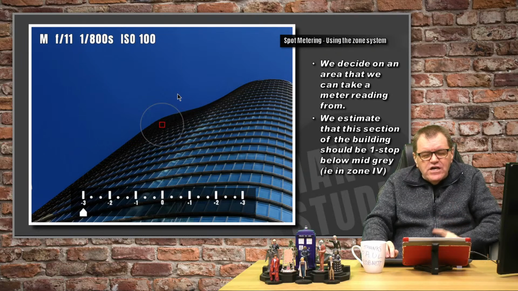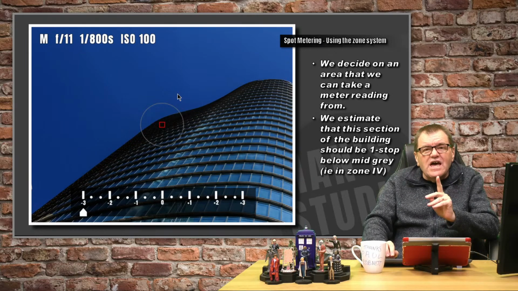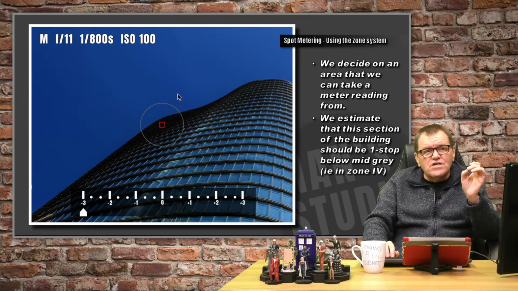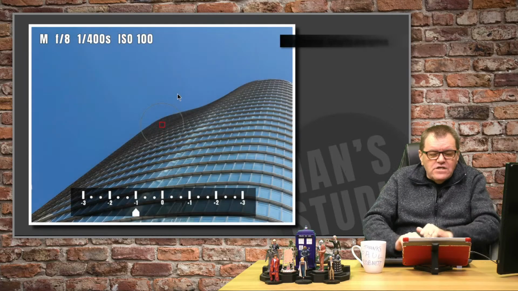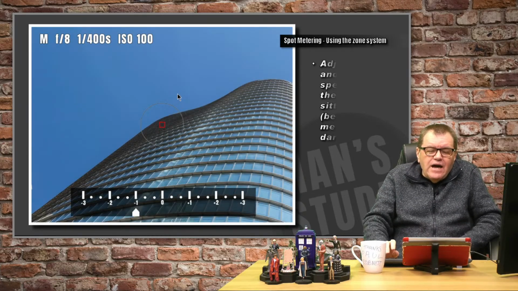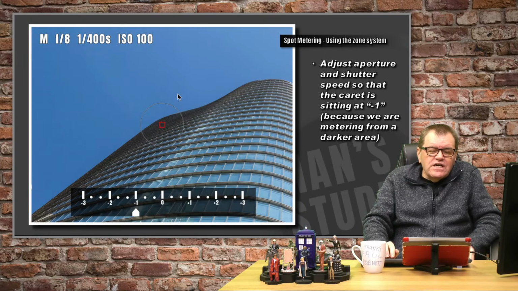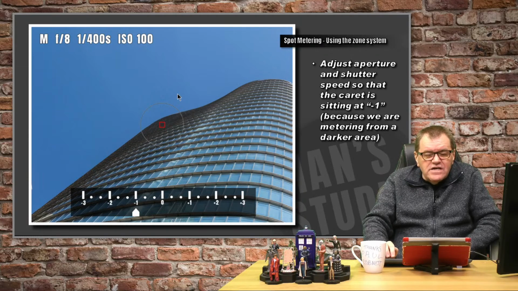I can then change my settings to get that caret to say -1, because I'm taking a decision that that point, that area, needs to be exposed as though it's 1 stop under mid grey. So by changing the aperture and by changing the shutter speed, both by 1 stop, I've moved the caret up from -3 to -1 on there. So that puts it 1 stop below mid grey.